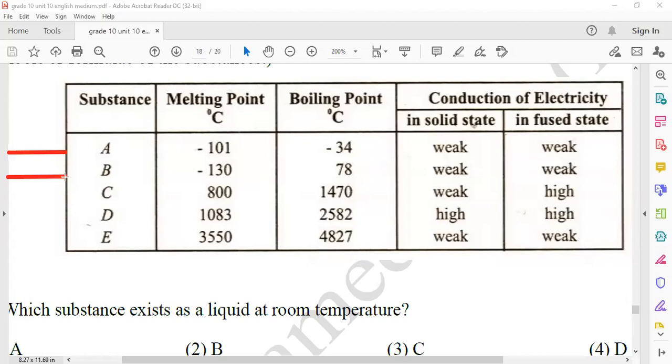What is the physical state of A? B, liquid. Solid. D, solid. Also solid. So solid. Can you answer the first question now? Okay, sir.